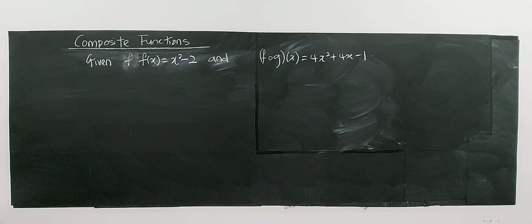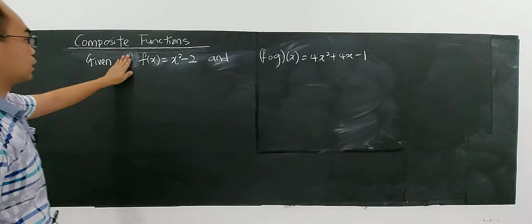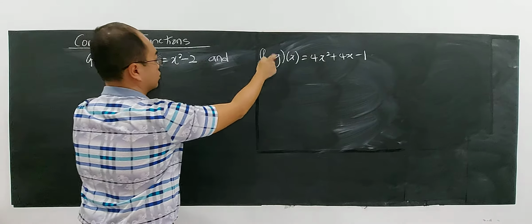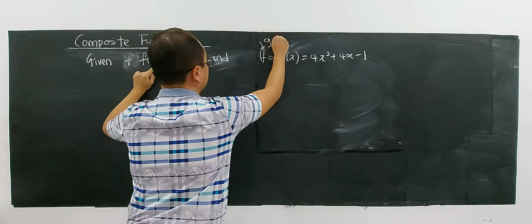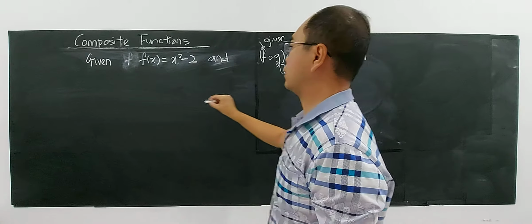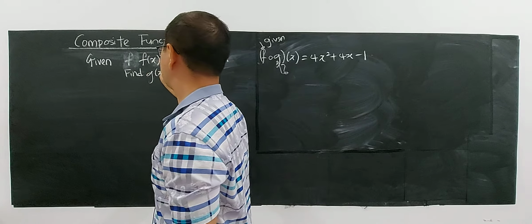So we will go for another example. Given f(x) equals x squared minus 2 and f(g(x)) equals 4x squared plus 4x minus 1. In this question they give you the second function, but not the first function, which is what you want to find. It means they require you to find g(x) here.